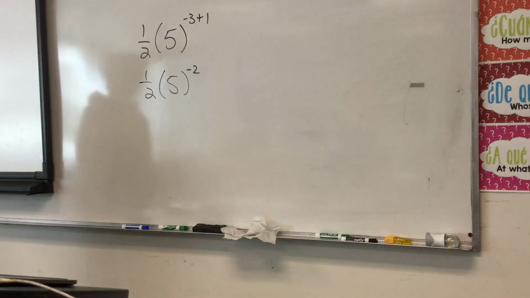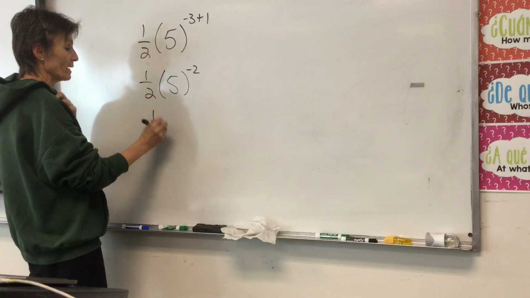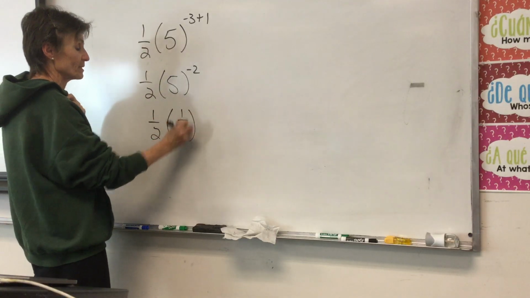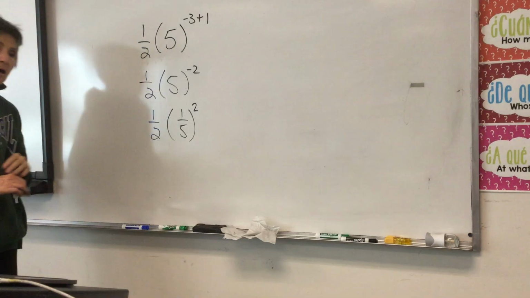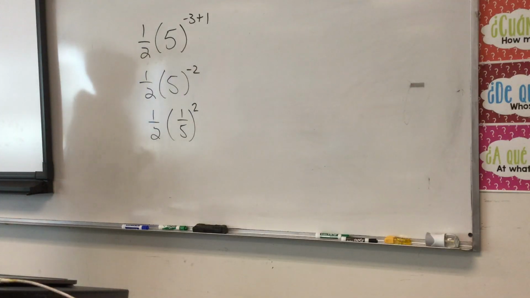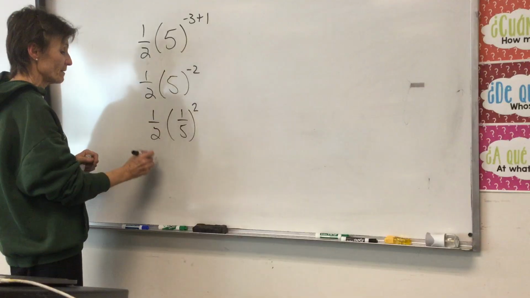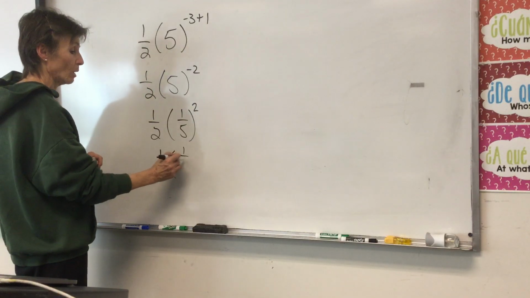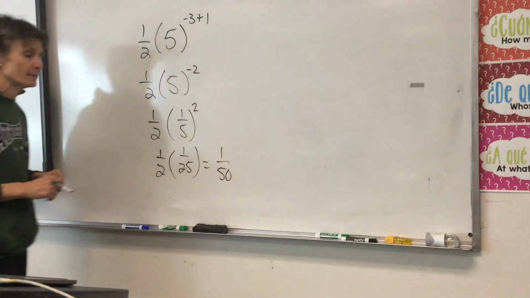Does it put 5 under 1? It does. It becomes 1/2 times 1/5 to the second. Negative exponents are flips. You flip the number over, so 5 becomes 1/5. And then, of course, 1/5 squared is 1/25. So our answer is 1/50.